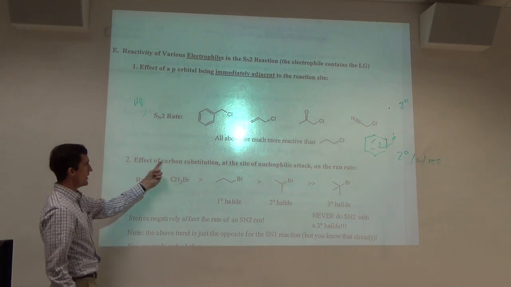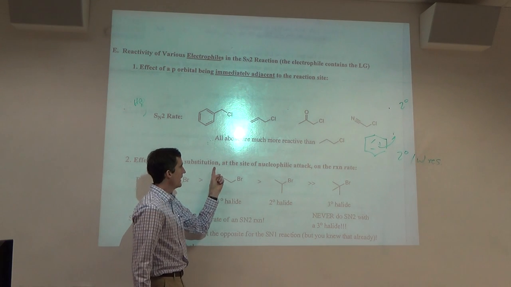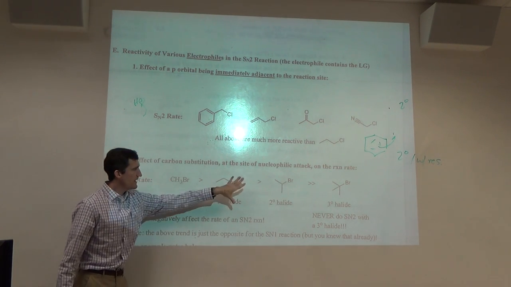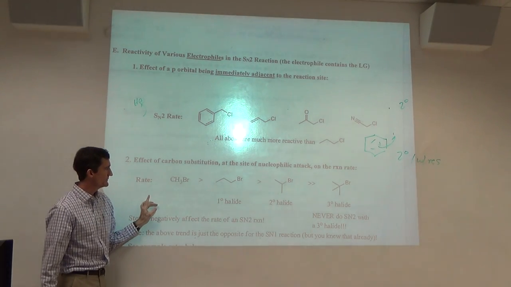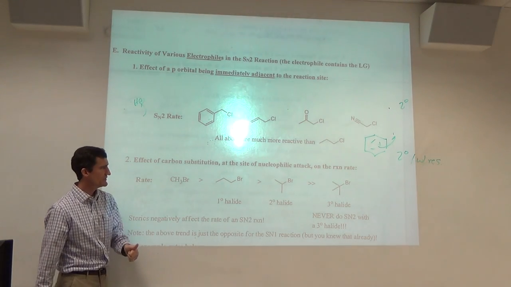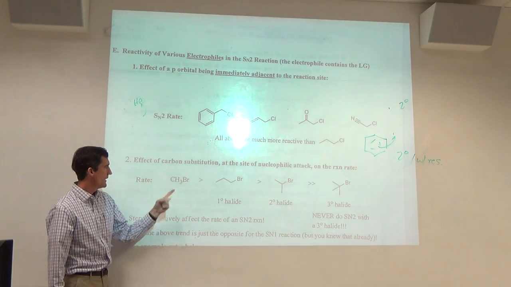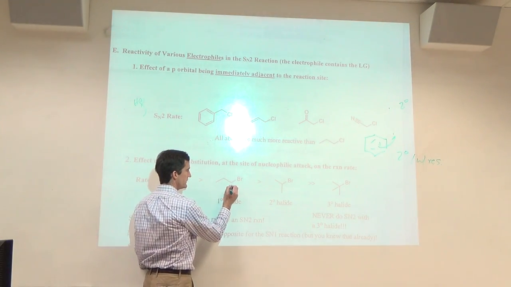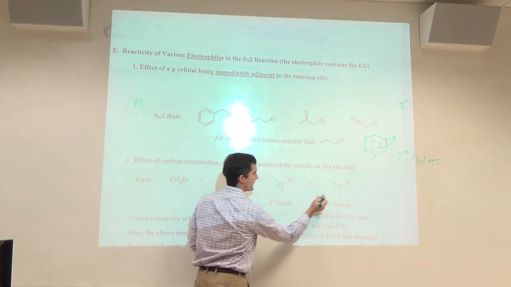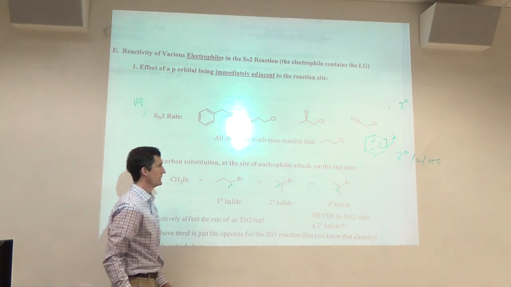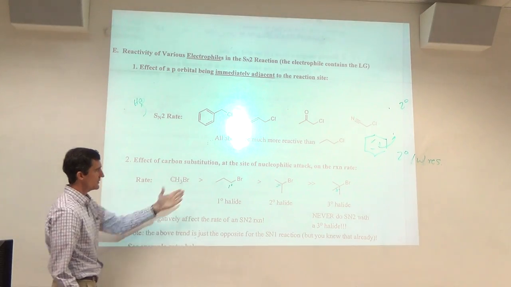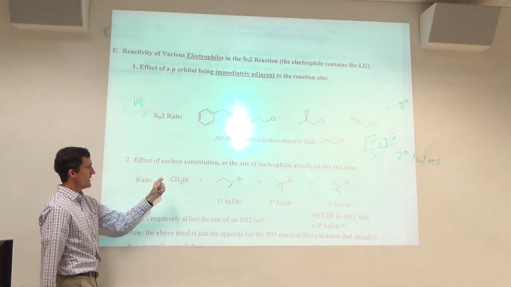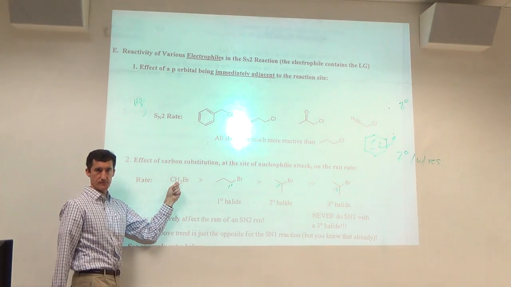Let's look at the effect of carbon substitution on the reaction rate. Look at all these compounds. They all have a bromine leaving group, so the leaving group is the same. On methyl, on a primary carbon, on a secondary carbon, on a tertiary carbon. This is called a primary halide, secondary, tertiary halide. The rate, methyl bromide is much faster.